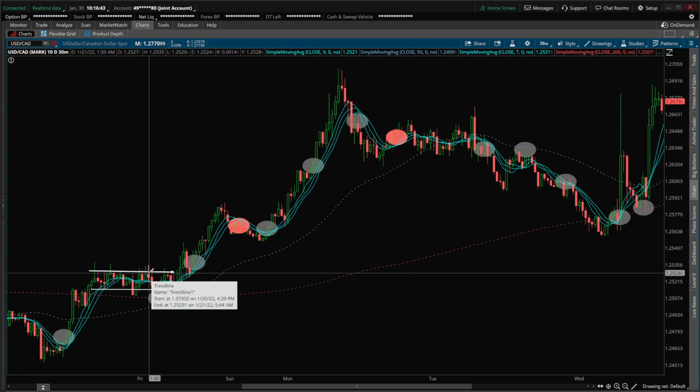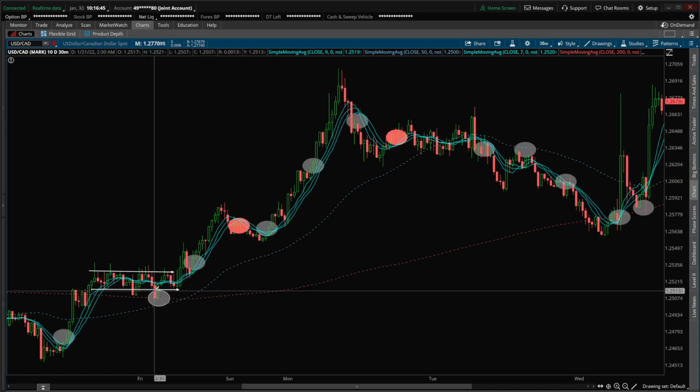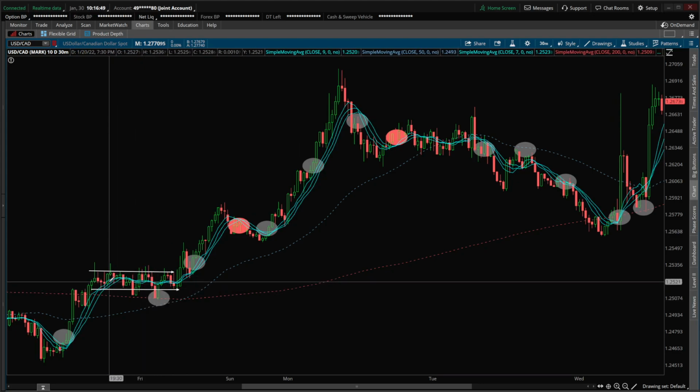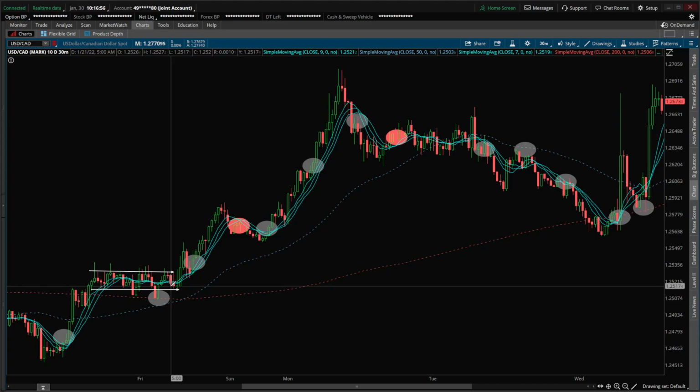Then someone could sell this, expecting price to move back down to the lower end of it. And that's perfectly fine, sound trading. There's nothing wrong with that. For me, I'm looking at this as just consolidation, moving back and forth, and I don't really see any directional impulsive move yet. I want to wait and stay out of it.